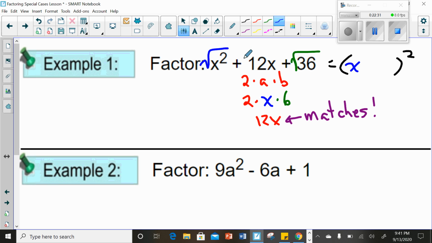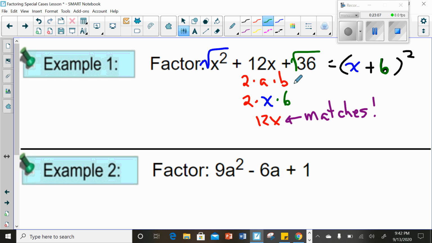Then the middle term contributes its sign. If the middle term is positive, you'll have a plus here. If the middle term is negative, you'll have a minus here. So because our middle term is positive, we are going to put a plus in the middle. And then we get this last term by taking the square root of the last term. So the square root of 36 we said was 6. So as you can see, all 3 terms contribute something inside here. First term contributes this, middle term contributes the sign, the last term contributed this.